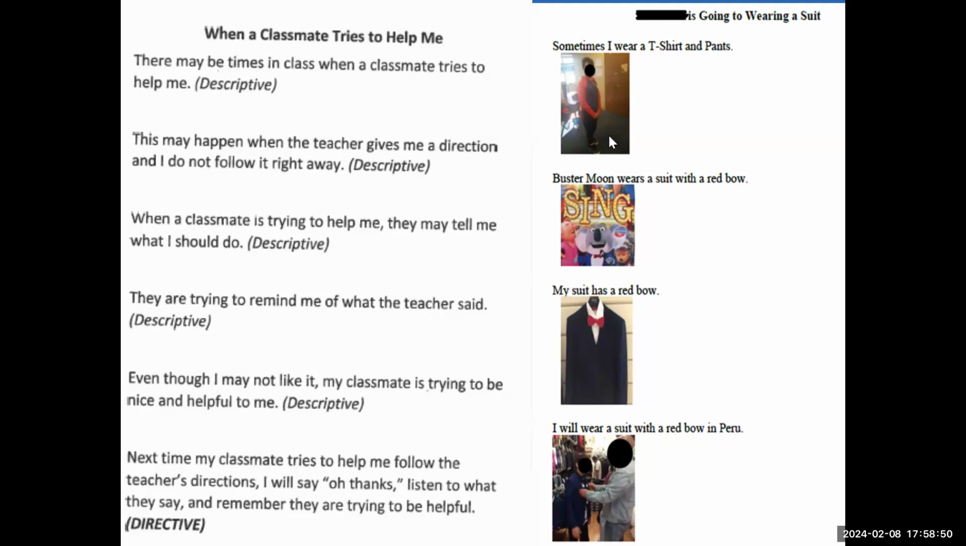I think it says, normally I wear a t-shirt and pants. Buster Moon wears a suit with a red bow. So descriptive, descriptive. My suit has a red bow. Descriptive. I will wear a suit with a red bow in Peru. So it looks like this child has to wear a suit and they're getting ready to prepare him for that because suits really aren't that comfortable, right? So they have to prepare it.